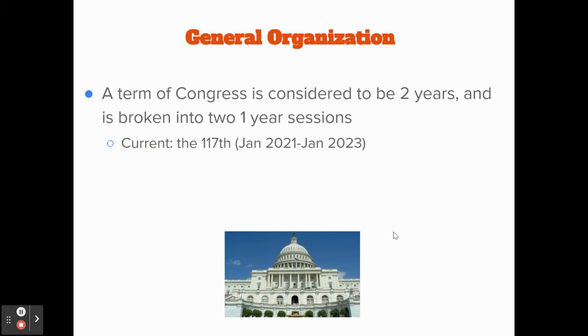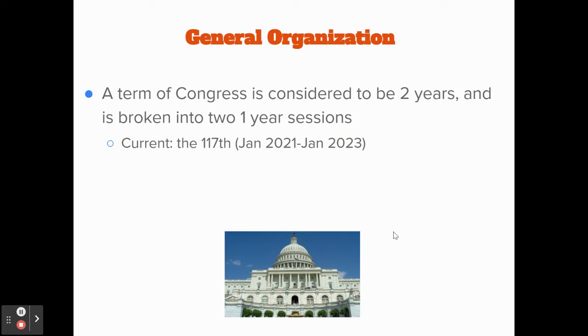And that's because next November, November of 2022, we have what are called the midterm elections, in which the entire House of Representatives stands for reelection. Most of them will probably win reelection, but some of them won't. And because that could change, we essentially renumber Congress. So starting January of 2023, we'll have the 118th Congress. So the current Congress is the 117th.